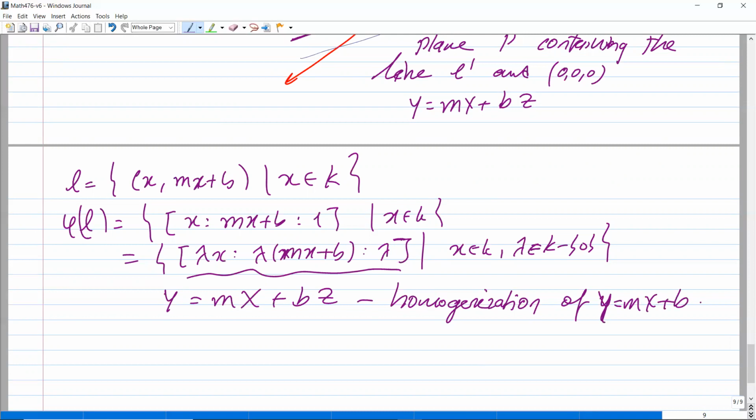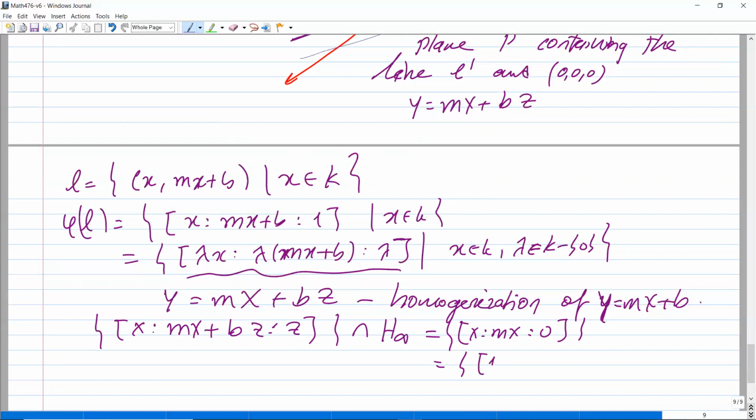So if you look at this set, for all lambda where the last coordinate might be 0, its intersection with H infinity, where the last coordinate is 0: if the last coordinate is 0, we have x, mx, and 0. This is the unique point. X cannot be 0, so it is (1, m, 0).